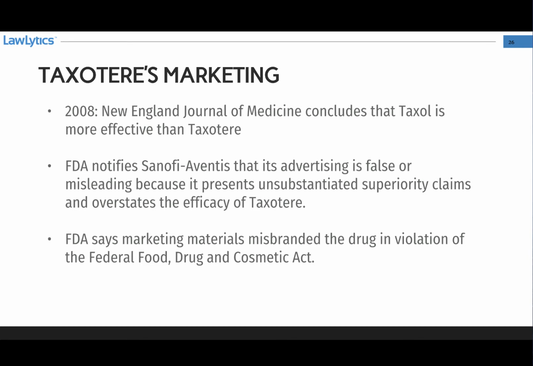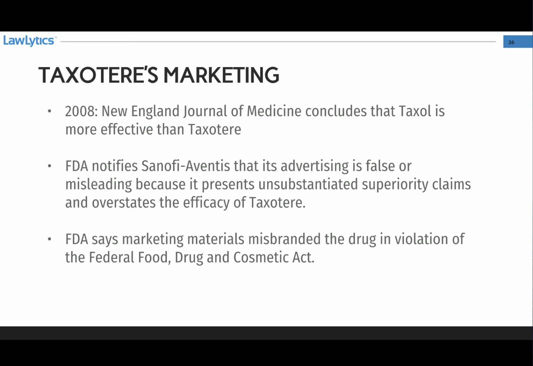The sales force of Sanofi-Aventis allegedly told doctors falsely that Taxotere was more effective than its competitor drug, Taxol. And it's interesting to note that Taxol does not cause permanent hair loss. And the lawsuits argue that Sanofi falsely marketed Taxotere by claiming it was more effective and safer than Taxol.